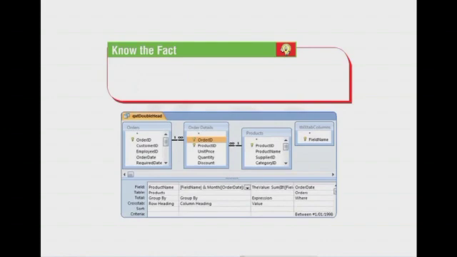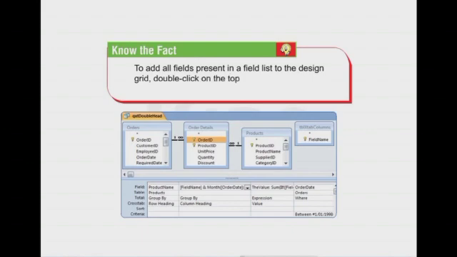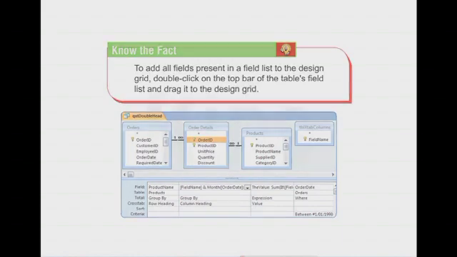Know the fact: to add all the fields present in a field list to the design grid, double-click on the top bar of the table field list and drag it to the design grid.